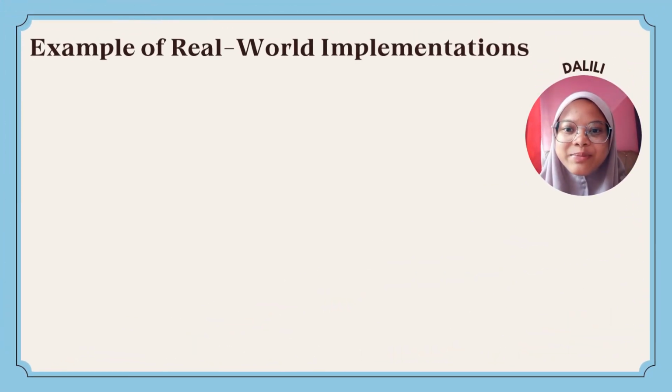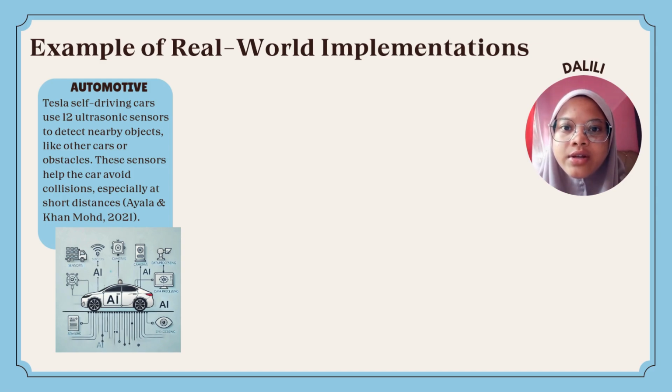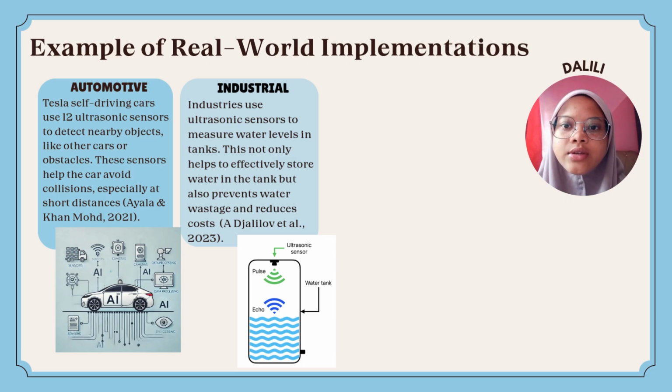Examples of real-world implementation. The first one is automotive. Tesla self-driving cars use 12 ultrasonic sensors to detect nearby objects like other cars or obstacles. These sensors help the car avoid collisions, especially at short distances. The second one is industrial. Industries use ultrasonic sensors to measure water levels in tanks. This not only helps to effectively store water in the tank, but also prevents water wastage and reduces costs.